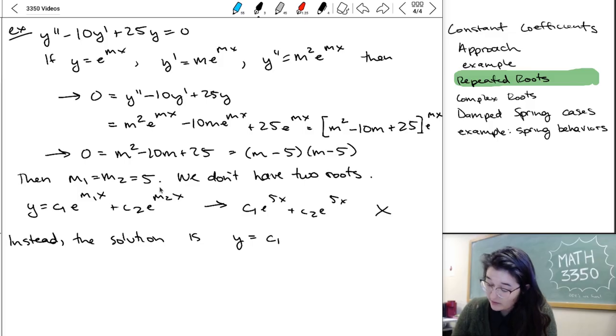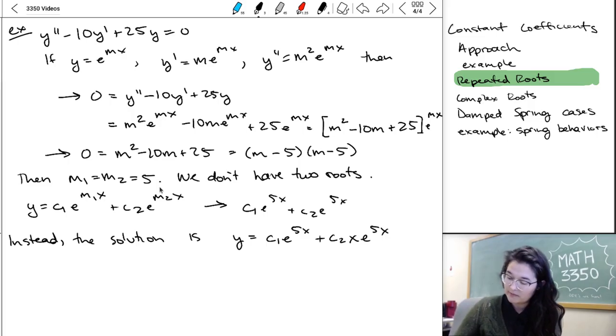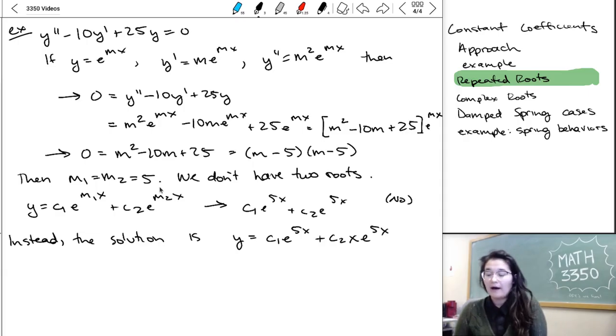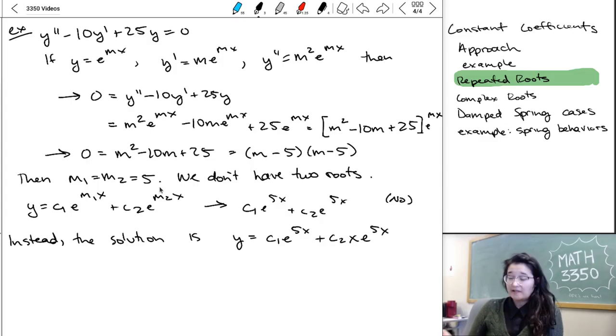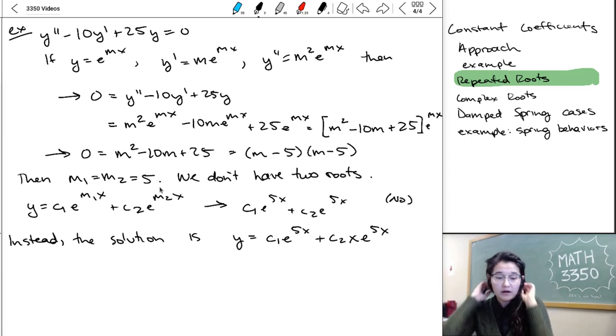And I'm going to tell you right now, the solution is c1 e to 5x plus c2 x e to 5x. That's what the solution is going to be. We just multiply by x when we find the repeated root. And I'm going to write that out in words so you have it as a guideline in your notes somewhere.